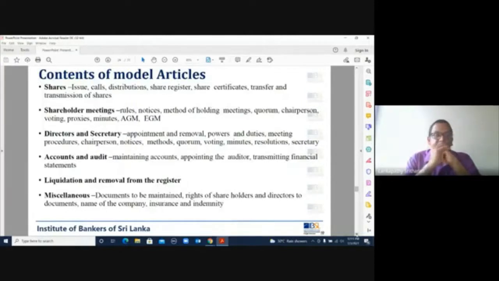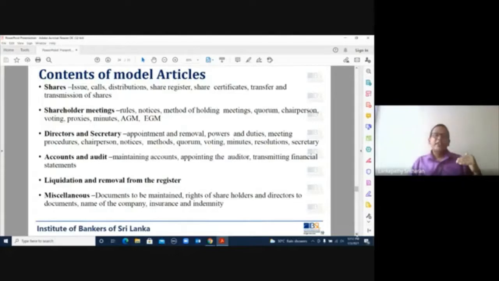First one is shares, related to issues, calls, distribution, share register, share certificate, transfer and transmission of shares. Those are the information. And for shareholders' meetings, rules, notices, method of holding meetings, quorum, chairperson, voting, proxies, minutes, AGM, etc. have to be mentioned. And then for directors: appointment and removal, powers, duties, meeting procedures, chairperson, notice, method, quorum, voting, minutes, resolution, secretary, etc. have to be mentioned in the articles of association. These are the things generally.